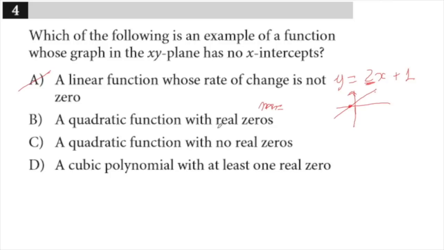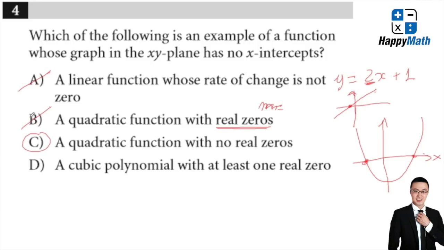B, the quadratic equation with a real 0. The real 0 is here like this. So the quadratic function, meaning the graph is a parabola, will have an x-intercept. They have an x-intercept, so it will be present for the real 0. So B cannot be the right answer. And you see that B and C conflict with each other, so I will choose C. D is a cubic polynomial with at least 1 real 0. At least one real 0 means at least one x-intercept.